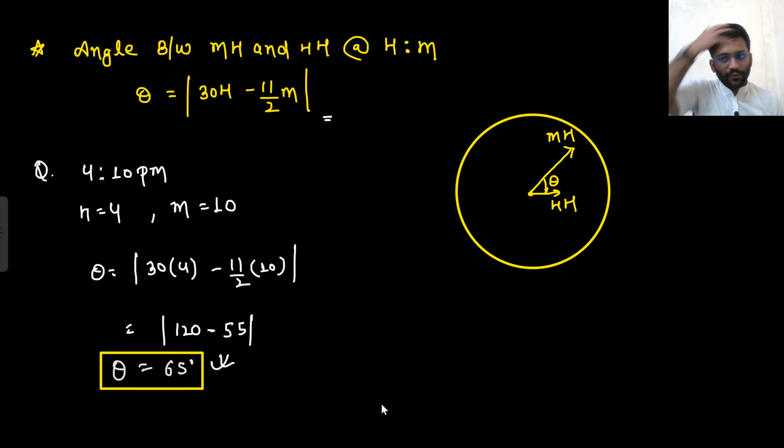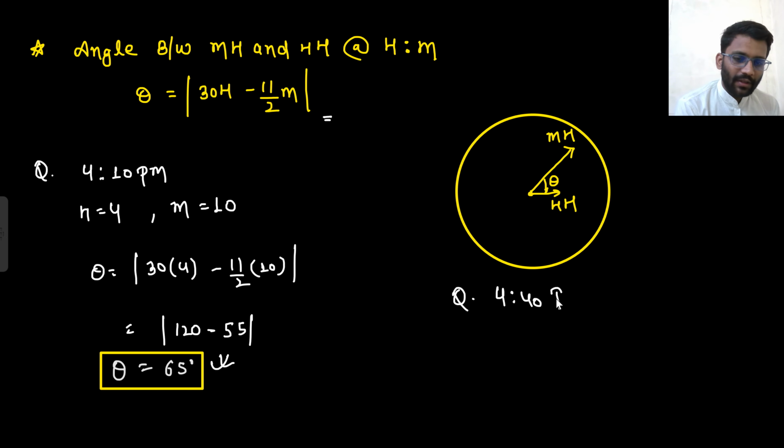Now let's assume they are asking for 4:40 p.m. Okay, for 4:40 p.m., what would be the angle? Mod of 30h minus 11 by 2 m.